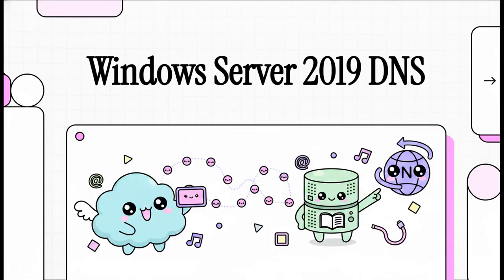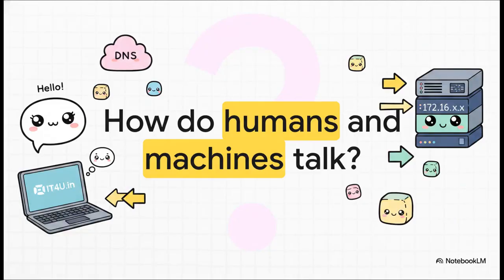To really get why we even need DNS, we have to look at a pretty fundamental problem. How did humans and machines actually talk to each other? See, as humans, we speak in friendly, memorable names, like IT4U.N or Google.com. But computers, they only understand strict numerical values, like an IP address of 172.16.x.x. So how do we bridge this massive communication gap so that when you type a name, your computer knows exactly which numbers to dial?